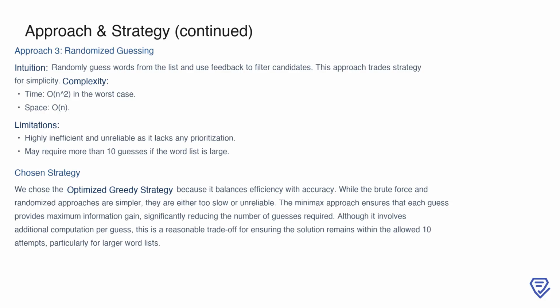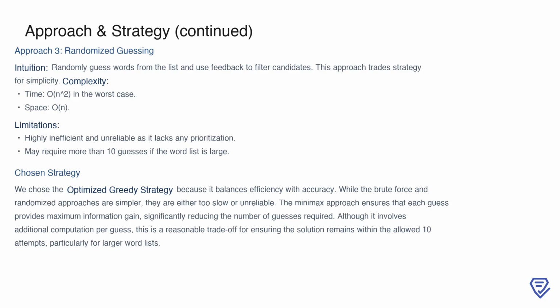Another option is randomized guessing, where we simply pick words at random and use the feedback to filter out incompatible candidates. While this approach is simple and straightforward, it lacks any prioritization, making it highly inefficient and unreliable. In larger word lists, it may even exceed the 10-guess limit, which is unacceptable for this problem.